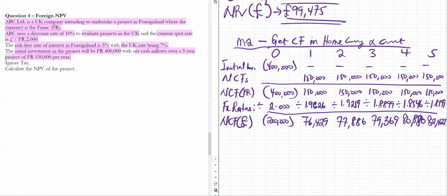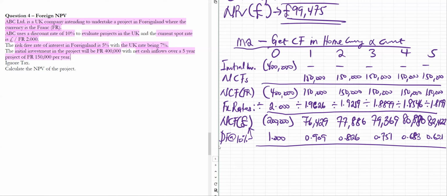Okay. So now that you have this, you now need the discount factor at the 10% used in the UK. So this is 1, 0.909, 0.826, 0.751, 0.683, 0.621, right? So all you have to do is multiply to get the PVs in pounds. Okay, so this will still give us 200,000.